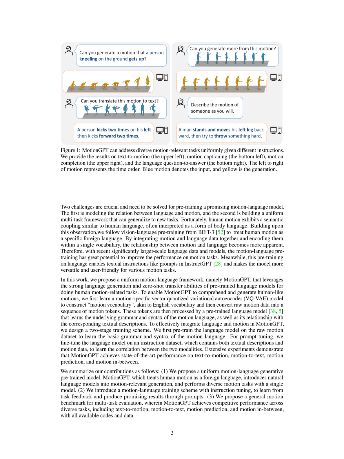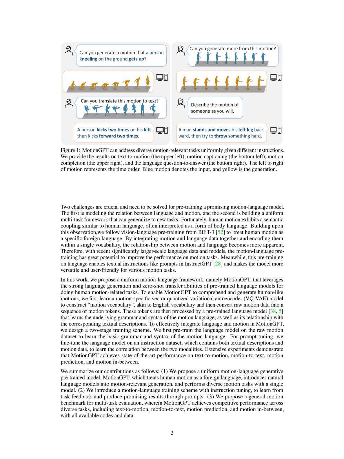We devised a two-stage training scheme to effectively integrate language and motion in MotionGPT. First, the language model is pre-trained on the raw motion dataset to learn the basic structure and rules of the motion language. For prompt tuning, the language model is fine-tuned on an instruction dataset, which includes both textual descriptions and motion data, to learn the correlation between the two modalities. Our experiments show that MotionGPT performs exceptionally well in text-to-motion, motion-to-text, motion prediction, and motion in between tasks.